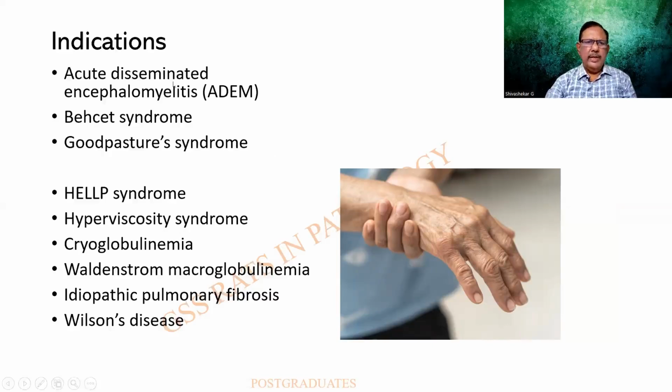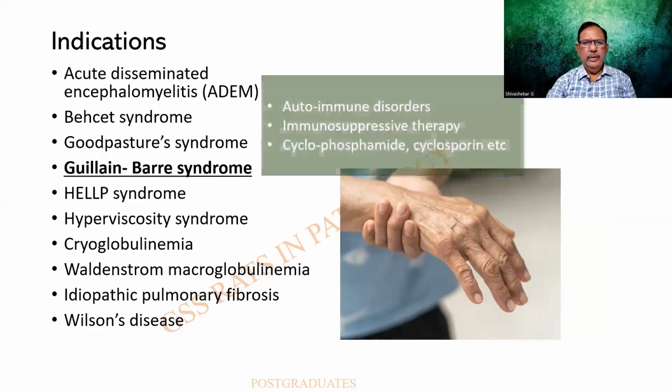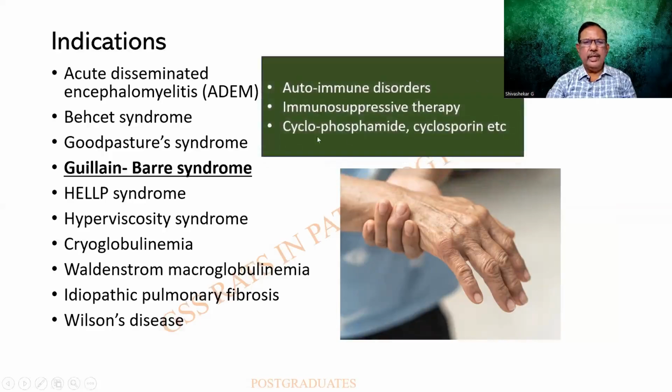Acute disseminated encephalomyelitis, Behçet syndrome, you people know. Goodpasture's, HELLP, hyperviscosity, cryoglobulinemia, Waldenström's macroglobulinemia. Here again there can be hyperviscosity. Idiopathic pulmonary fibrosis, Wilson's disease. And what is this that we are seeing? It is a case of Guillain-Barré, a neuropathy. So it can be autoimmune disorders, conditions where there has been an immunosuppressive treatment, or wherein there can be chemotherapy with cyclophosphamide, cyclosporin, etc.